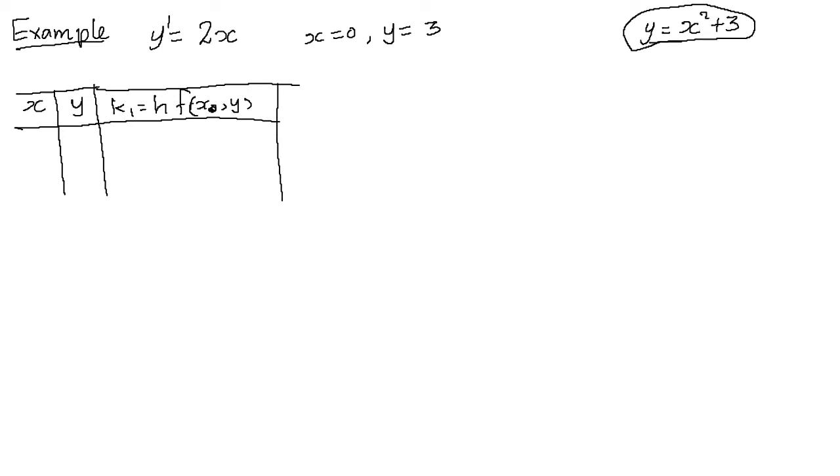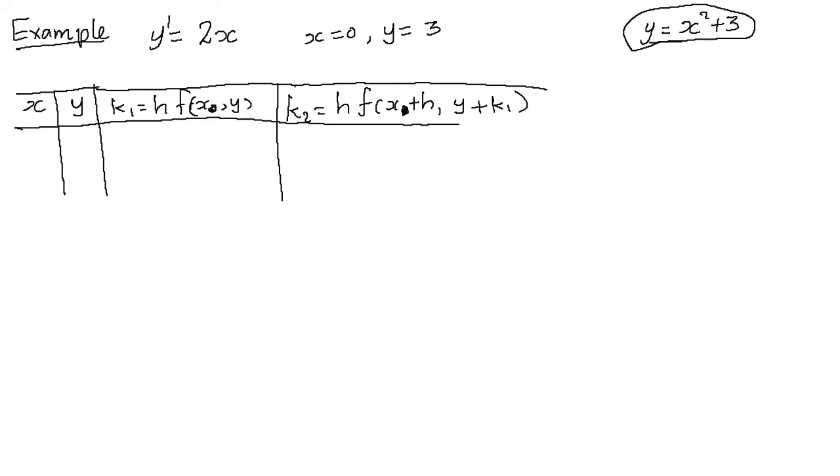Then you can calculate k2. What is k2? It is h into f of x0 plus h and y0 plus k1. So this will give you k2. Okay, so once you evaluate k1 and k2, you can calculate the new value of y as previous value of y plus half into k1 plus k2, and the new value of x as previous value of x plus h.